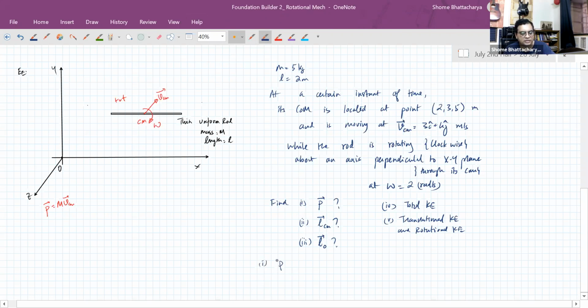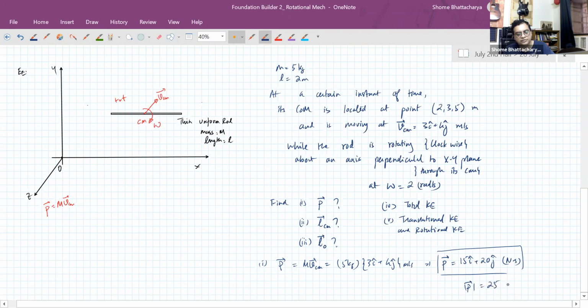So the linear momentum is just defined as total mass times the velocity of the center of mass. Total mass was 5 kilograms and the velocity of the center of mass is given to us: 3 i cap plus 4 j cap in meters per second. So the linear momentum is 15 i cap plus 20 j cap in Newton second, or kilogram meters per second. Its magnitude will be 25 Newton second.